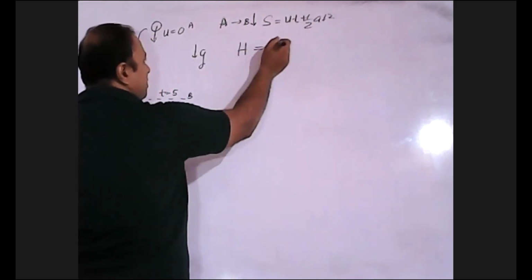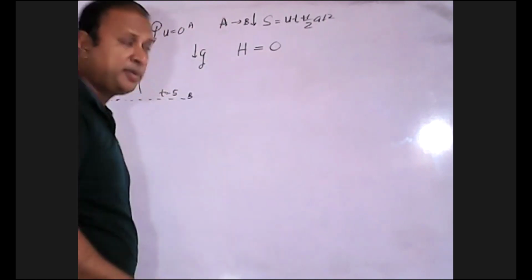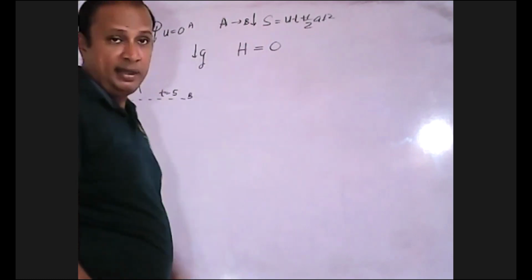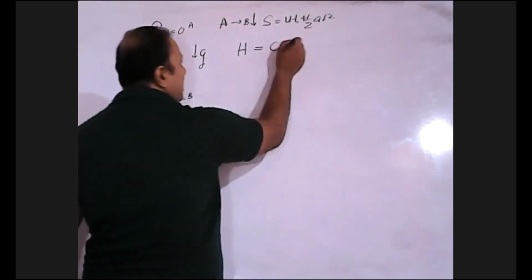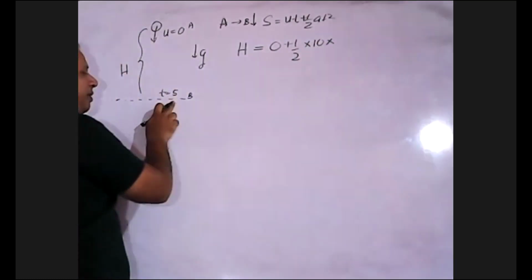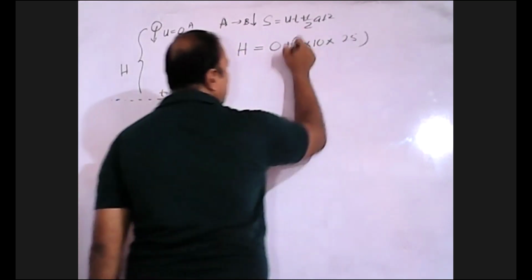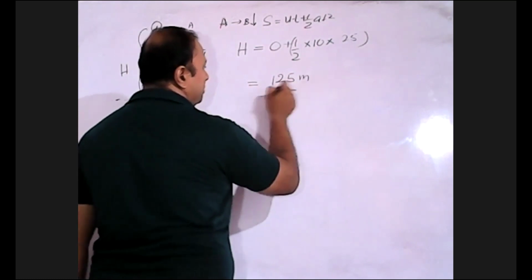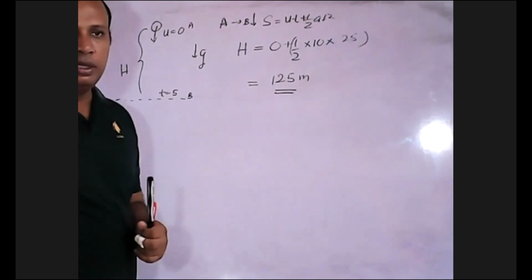S, that is the one you have to find. h is equal, initial velocity is 0. The gravitational acceleration is in the direction which we selected, therefore the value of gravitational acceleration is positive. Plus half 10 t square. t square means 25. So it is equal to 125 meters. Very good.